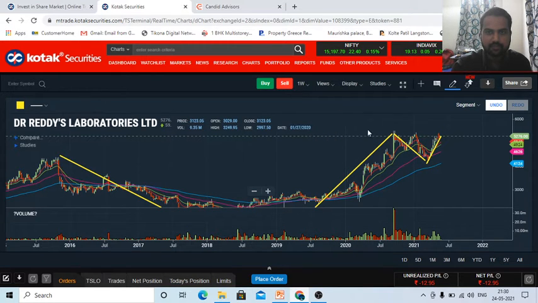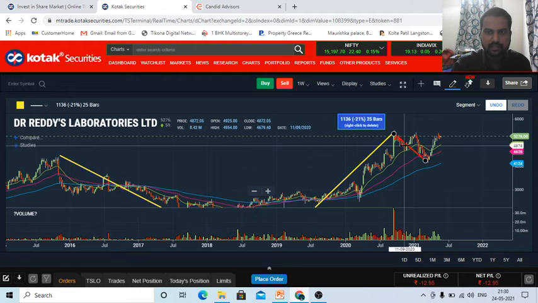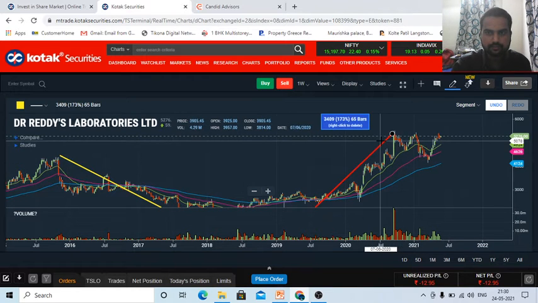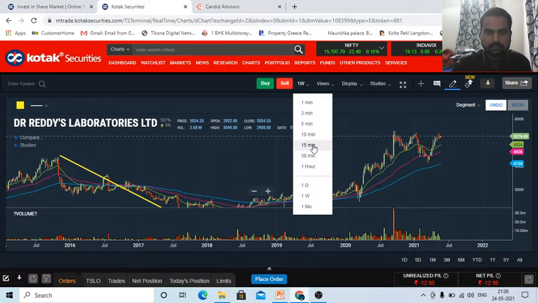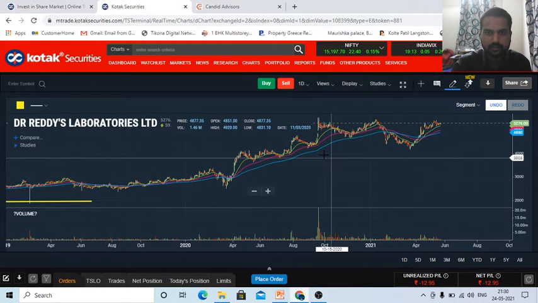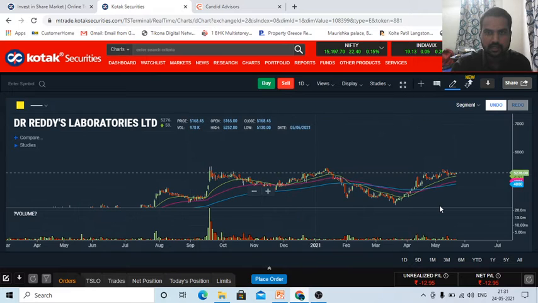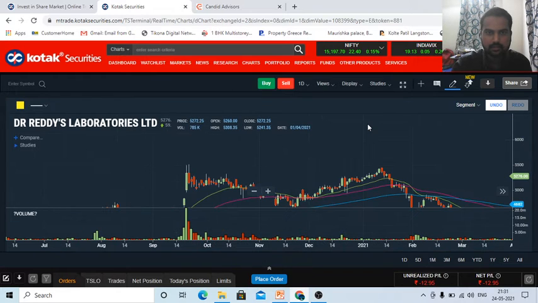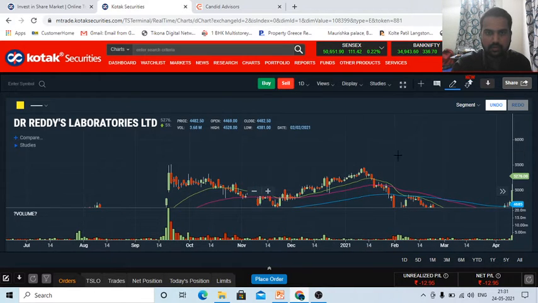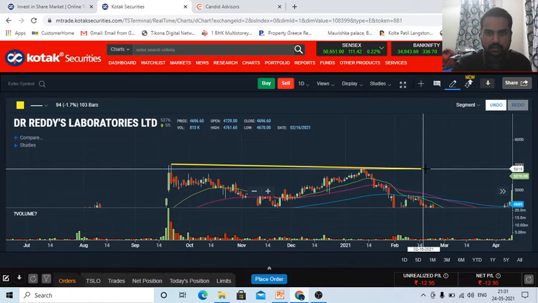Now let's come to the daily chart. On the daily chart, this is a strong resistance. 5513 approximately, during September 2020, the stock came down from this level. Then again, a second time approximately January 2021. So we can call it a double top.